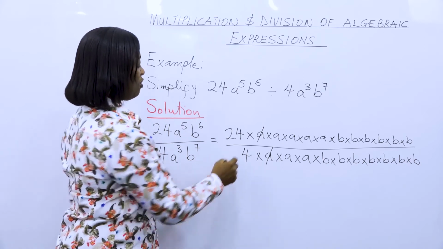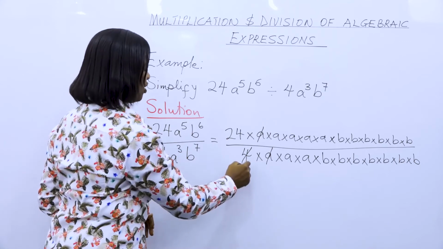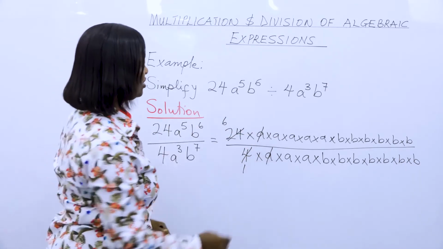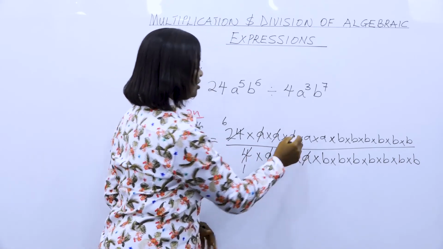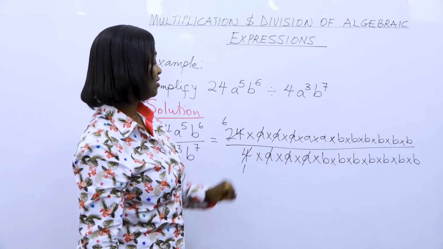Let's start with the 4. 4 in 24 is 6. So 4 in 4 is 1. This a cancels that, and this cancels that, and this cancels that. We have a here and a here. So we have a squared.